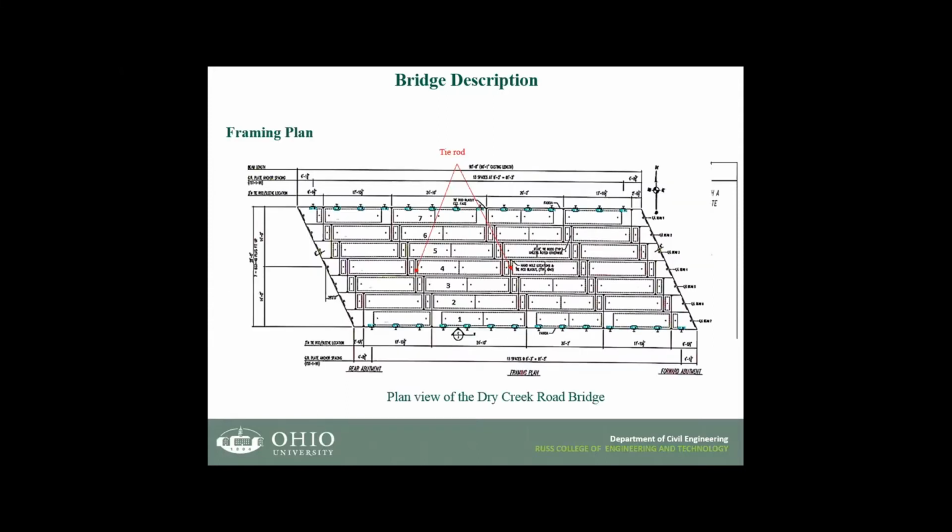This is the framing plan for the bridge. The bridge consists of 7 beams placed side by side. These beams are connected with partial depth shear keys and with transverse tie rods. Based on the Ohio Department of Transportation restriction for adjacent box beam bridges with a 28 degree skew angle, every 2 beams were connected using 1 tie rod, staggered, normal to the beam axis.